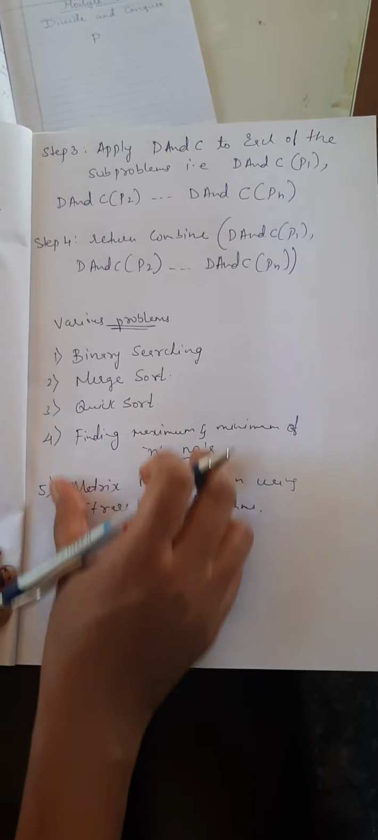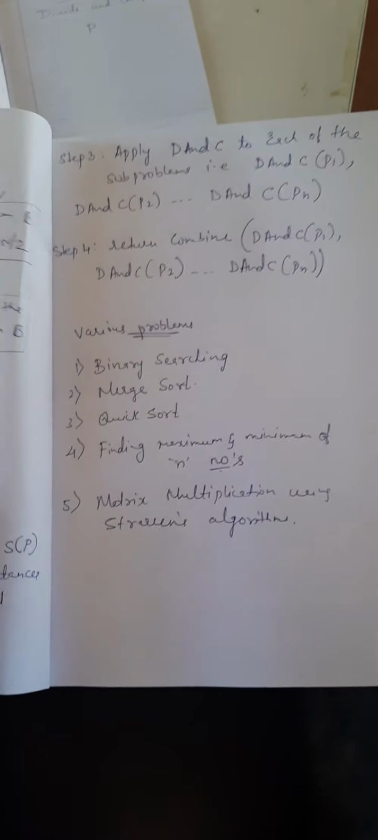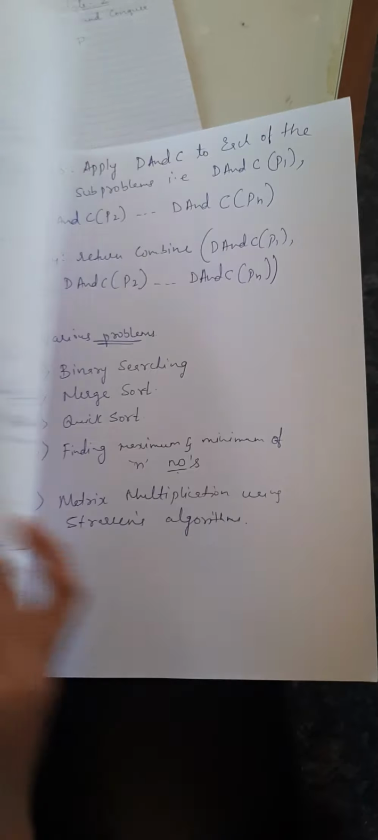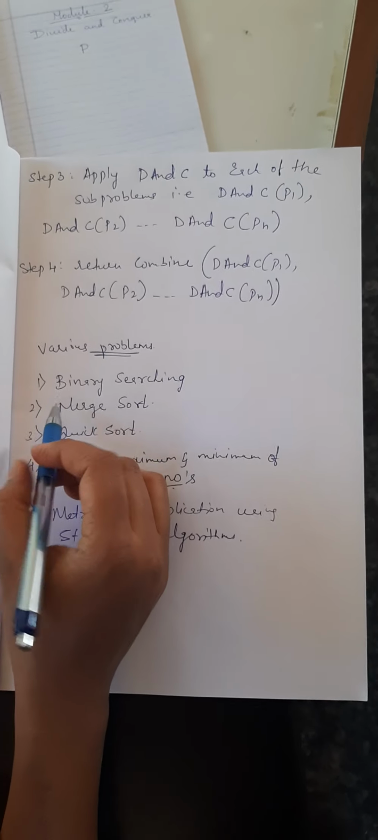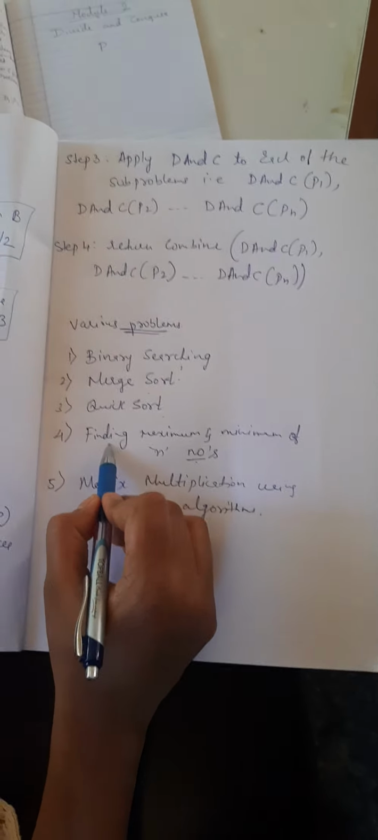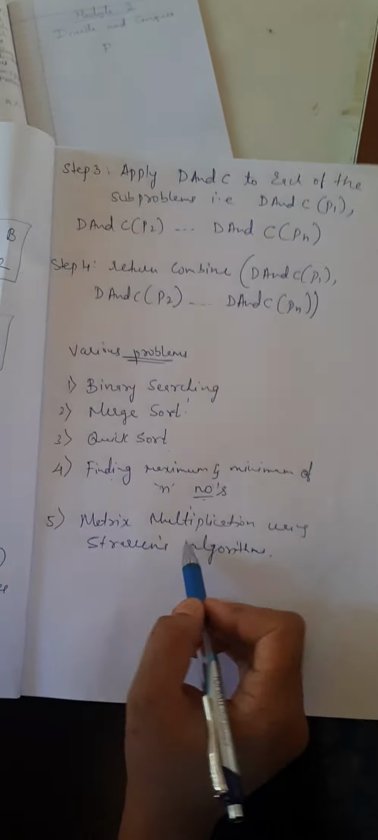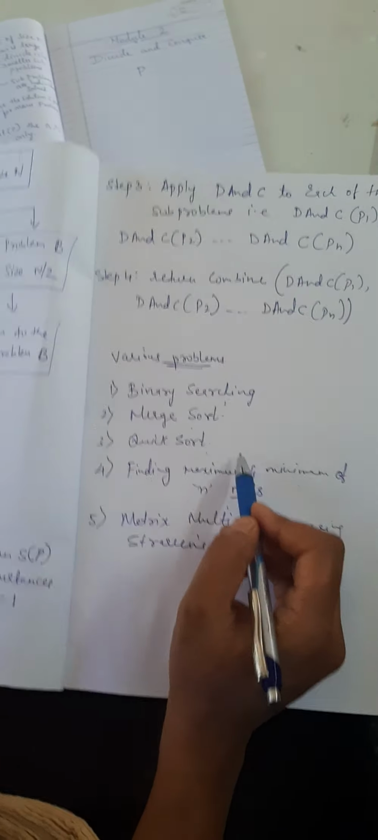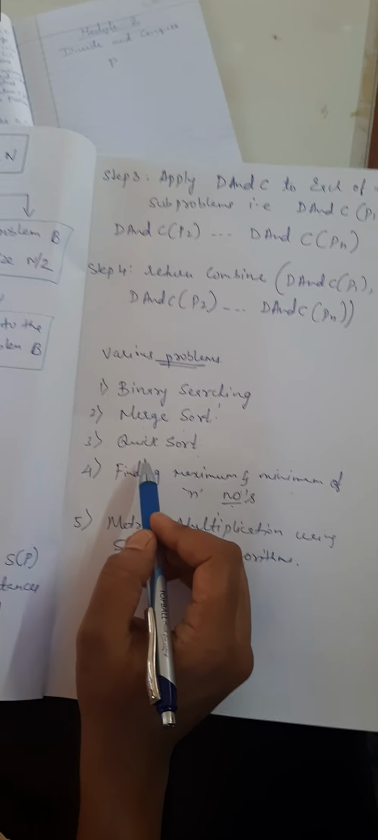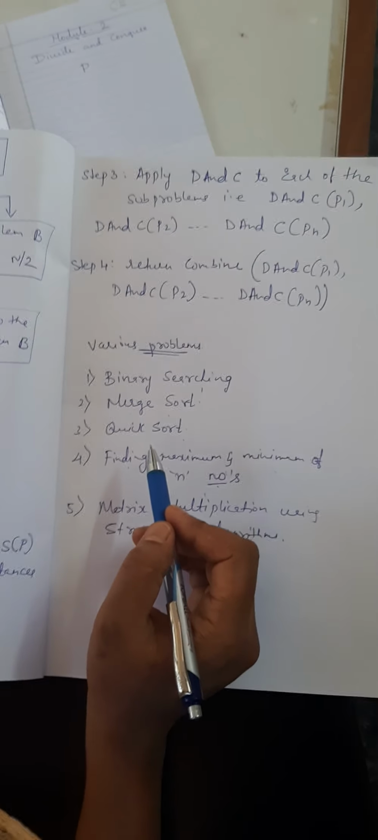So these are some of the techniques or problems that has to be solved using divide and conquer. So in the next class we will see one by one what is binary search, what is merge sort, what is quick sort, how to find maximum and minimum, and what is matrix multiplication using Strassen's algorithm. All this will also solve and also will find the time complexity for each of the problems.